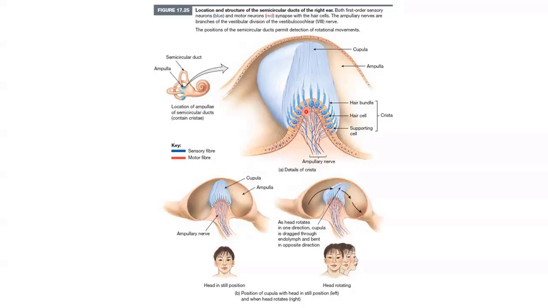When we have the depolarization or the hyperpolarization of these hair cells, it generates a receptor potential. This then travels along the vestibular branch of our vestibulocochlear nerve or our cranial nerve 8.